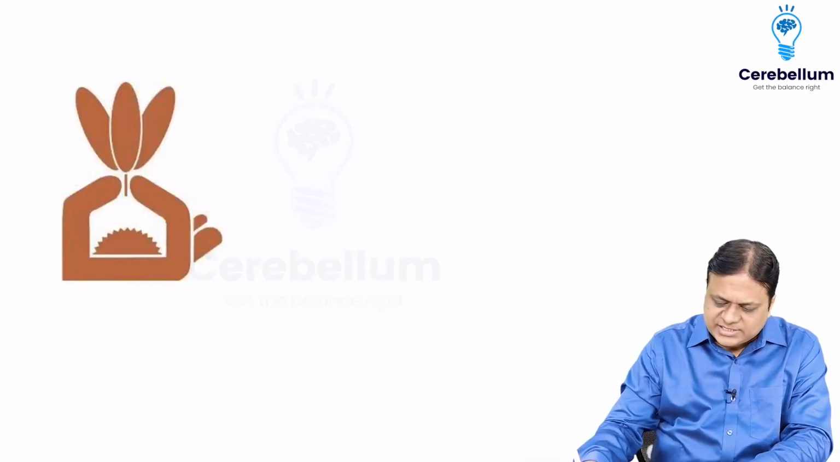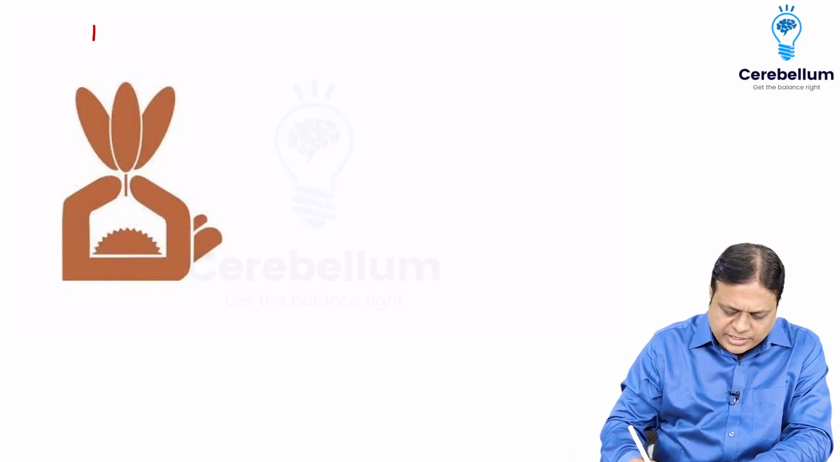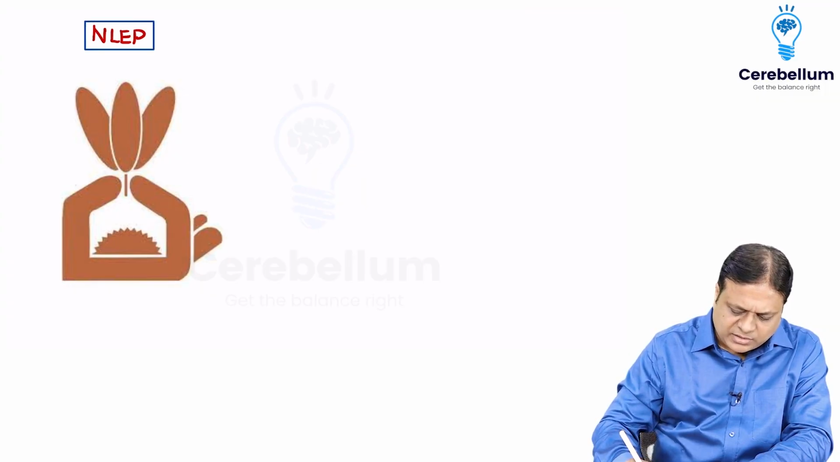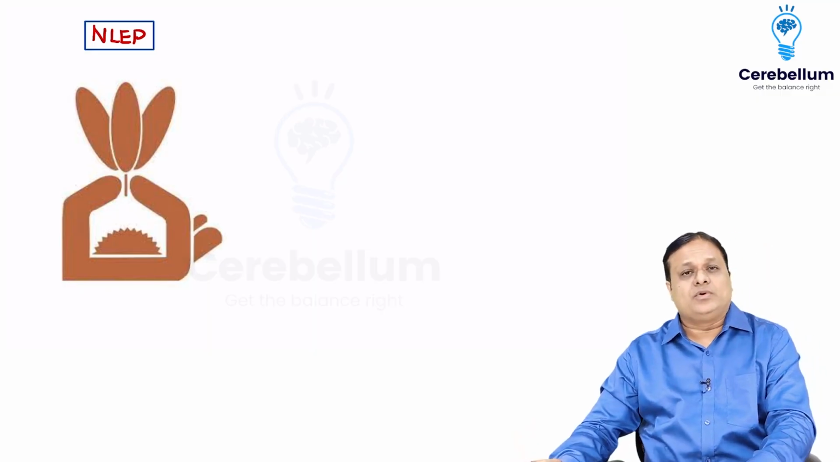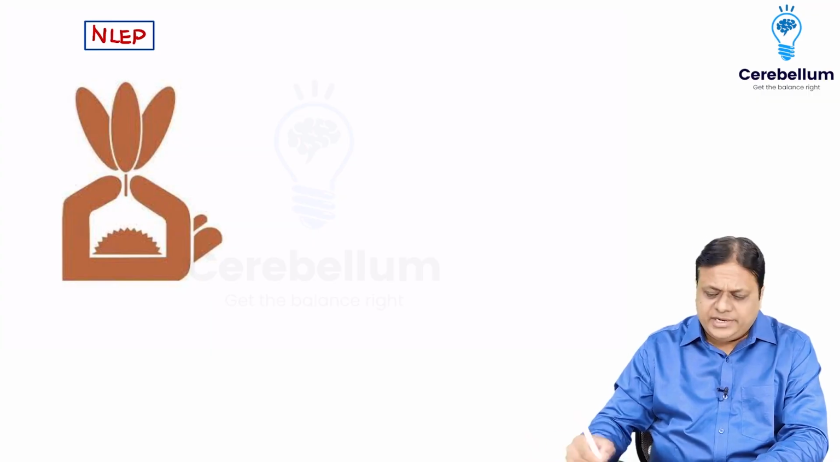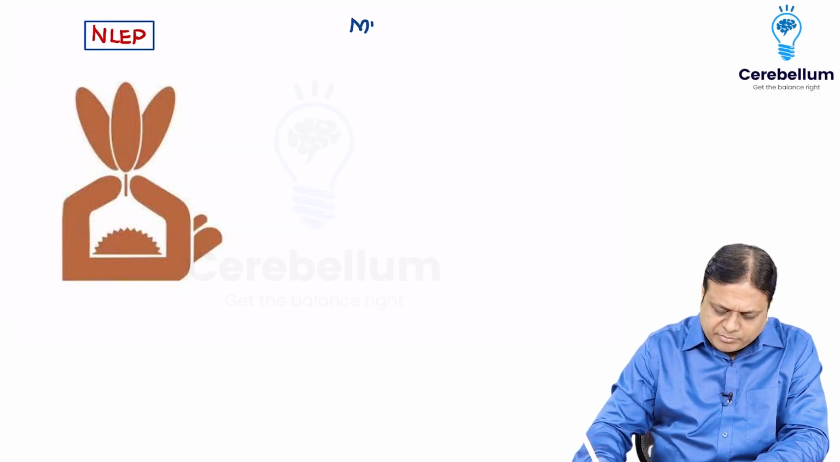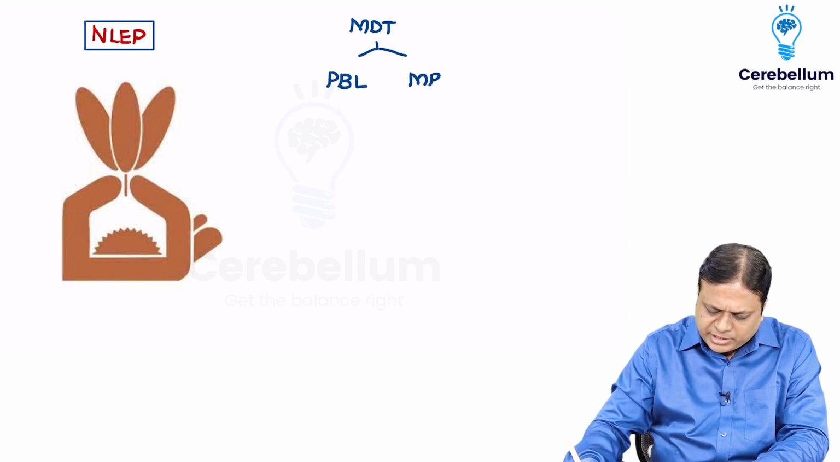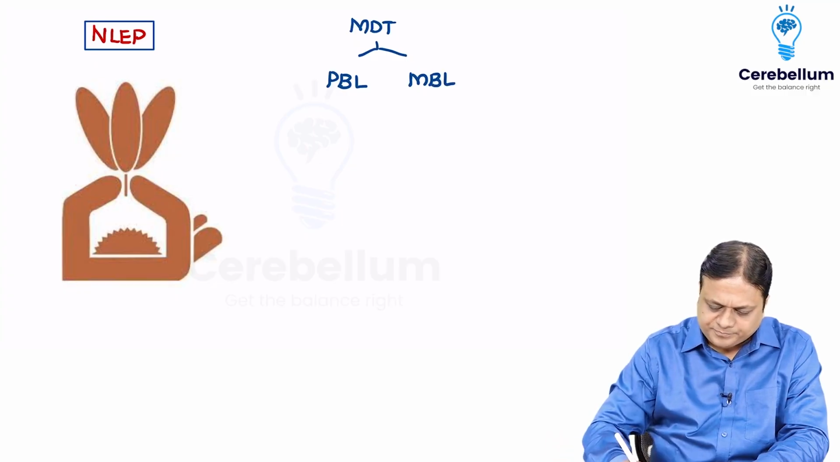And this is, yes, the logo of the National Leprosy Eradication Program of India. So we have a hand holding a flower or lotus, with the sun in the background. Now in the National Leprosy Eradication Program, the treatment is MDT, multi-drug therapy, which is further divided into 2 parts: paucibacillary leprosy treatment and multibacillary leprosy treatment.